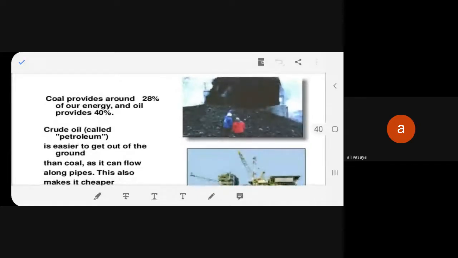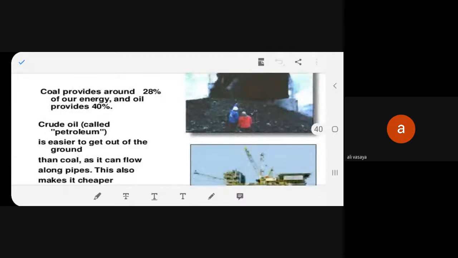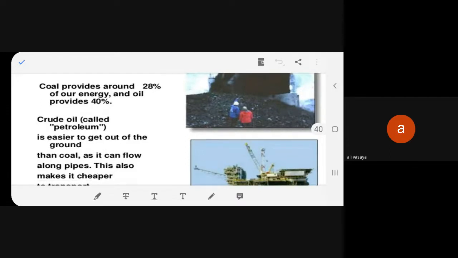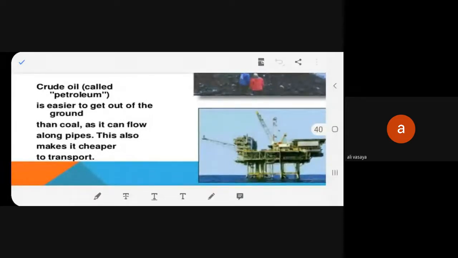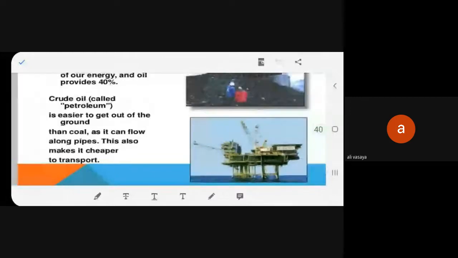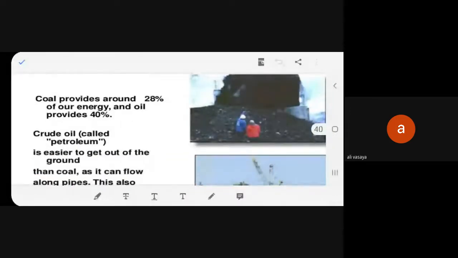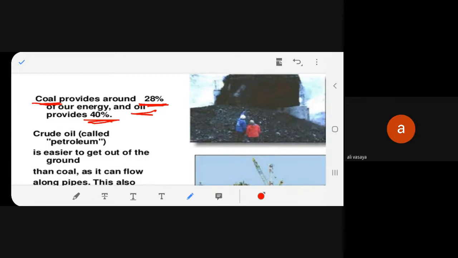Coal provides around 28% of our energy and oil provides 40%. Crude oil called petroleum is easier to get out of the ground than coal as it can flow along pipes. This also makes it cheaper to transport. If I compare coal and petroleum, coal is giving 28% energy, whereas oil is giving more, 40%. So this is the comparison of coal and petroleum.